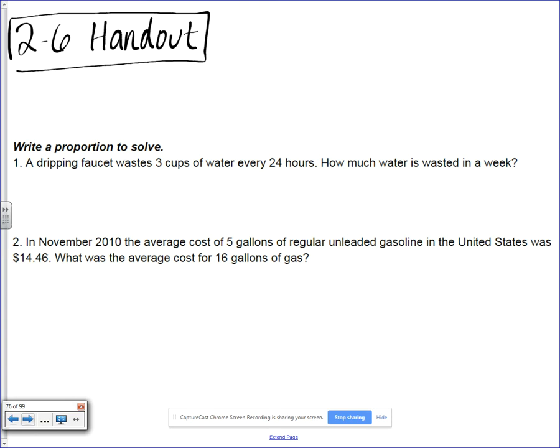Now, my time here is in hours. So I need to turn a week into hours. So there are 24 hours in a day times 7 days in a week. That makes 168 hours. And now you're ready to cross multiply to solve this thing. So that'll give me 24x is equal to 504. When you solve that, you should get x is 21 cups.